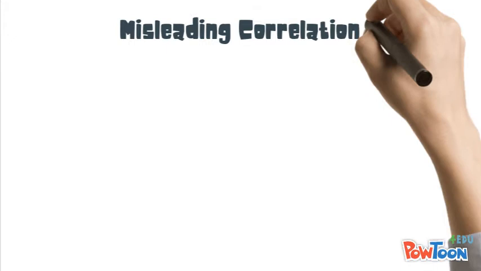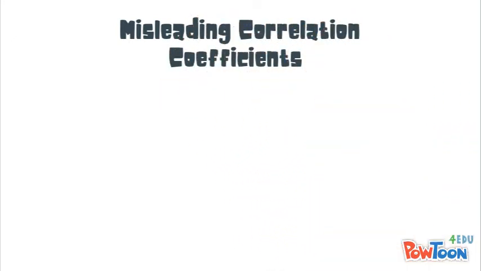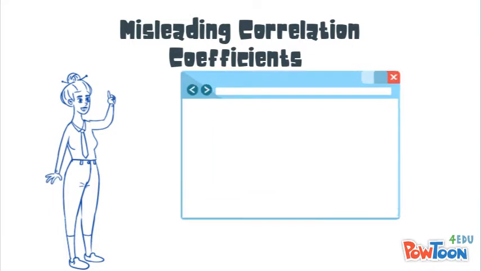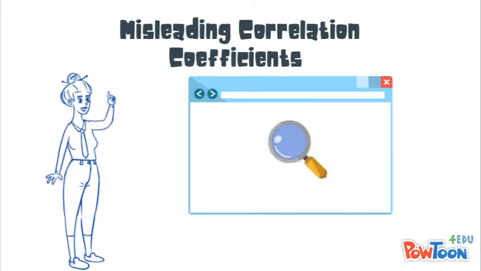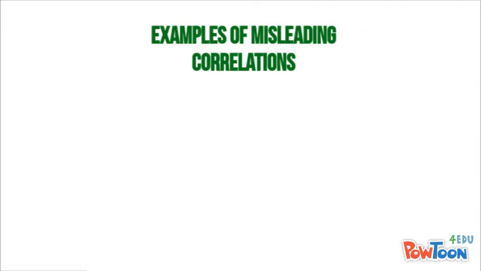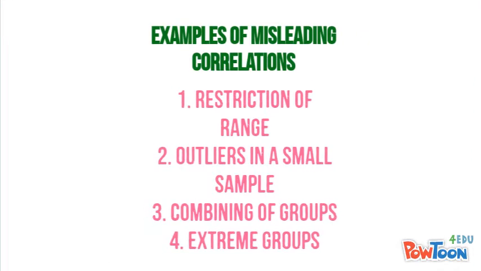Misleading correlation coefficients. There are some problems when interpreting statistical significance and correlation coefficients. We should pay attention to the problems that could lead to overestimation or underestimation of the correlation coefficient. Some misleading correlation coefficient examples are 1. Restriction of range, which occurs when the range of one variable computing the correlation coefficient is limited. 2. Outliers in a small sample, which can change the relationship between variables from linear to curvilinear and vice versa.